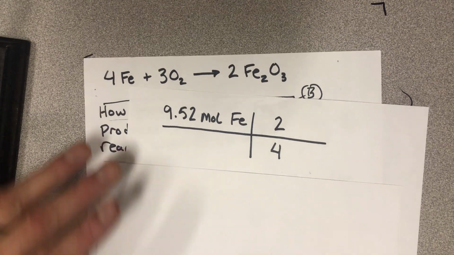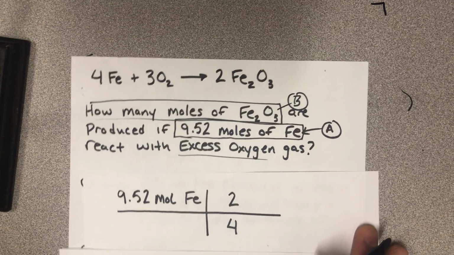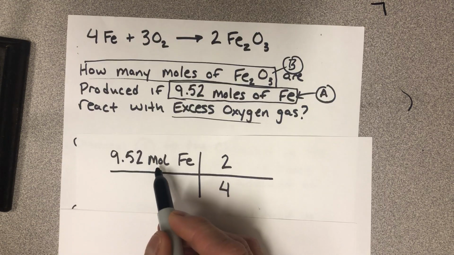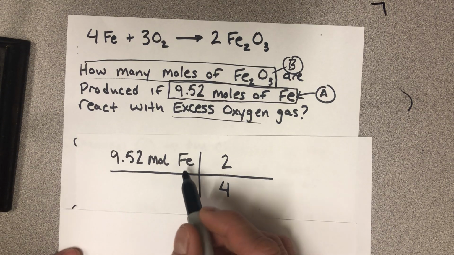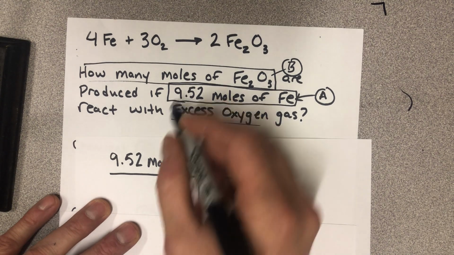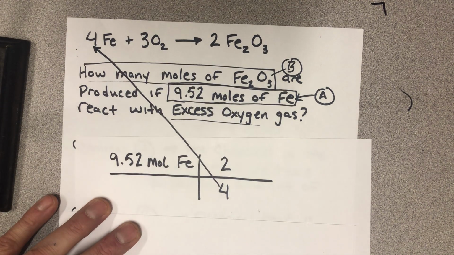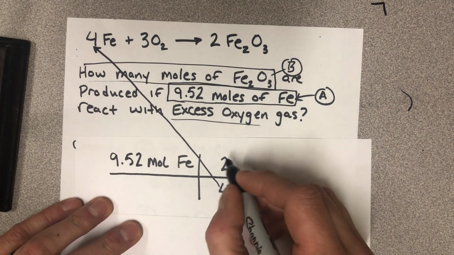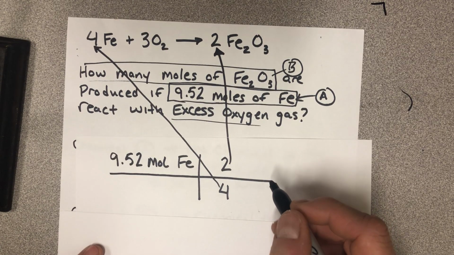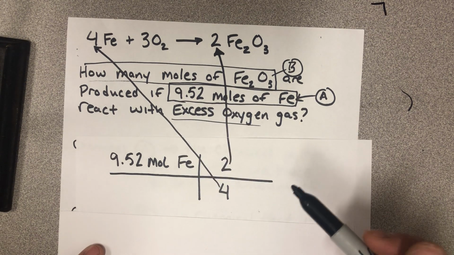So the question was, again, how many moles of iron 3 oxide are produced if 9.52 moles of iron, that's our chemical A, is reacted with excess oxygen. So that 4 comes from that number right there, right? That is the coefficient of our chemical A. And the 2 comes from chemical B's coefficient, and that is the chemical that we're asking about. We're asking about how many moles of iron 3 oxide are produced.